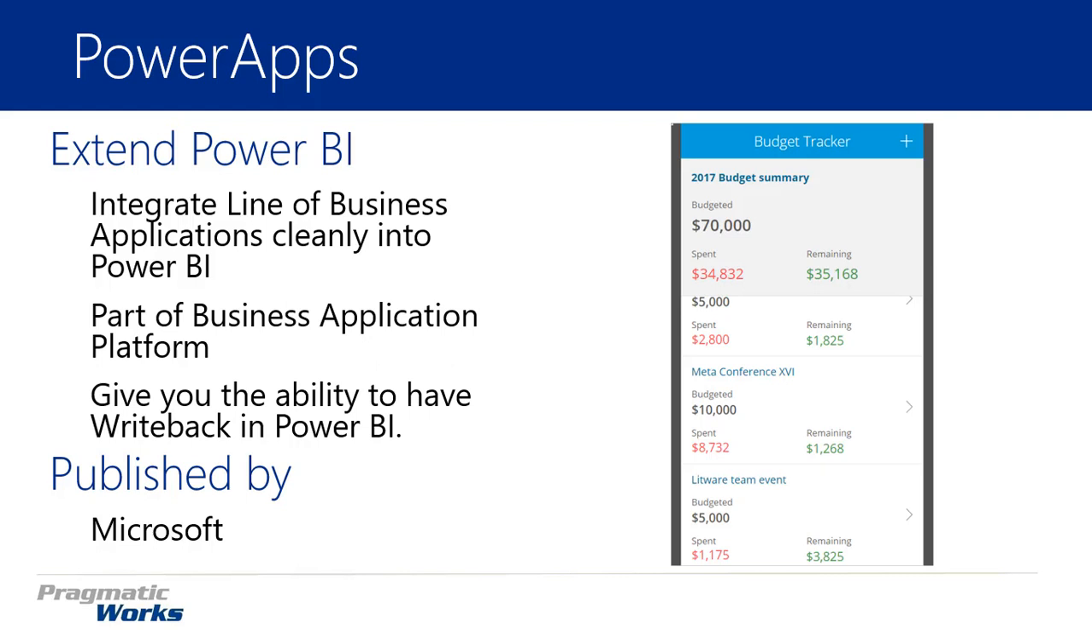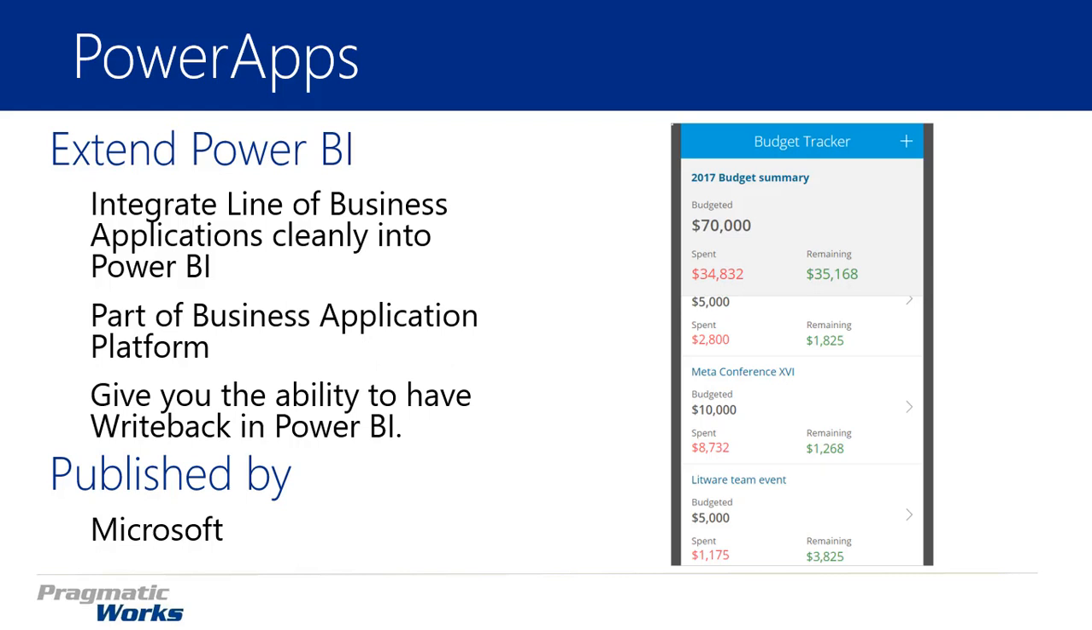And it gives you the ability to have some special capabilities. One of the unique things about the Power Apps visual inside of Power BI is it gives you the ability to do something called write back. The concept of write back is the ability to, from your report, enter in data and actually see that data written back to your data source.